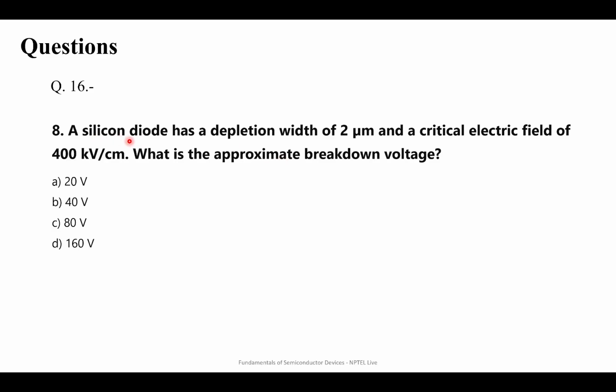So a silicon diode has a depletion width of 2 microns and a critical electric field of 400 kilovolt per centimeter. What is the approximate breakdown voltage? 20 volts, 40 volts, 80 volts, 160 volts.